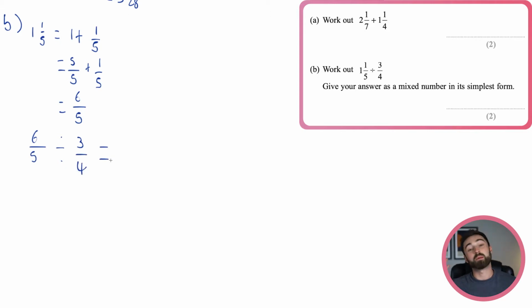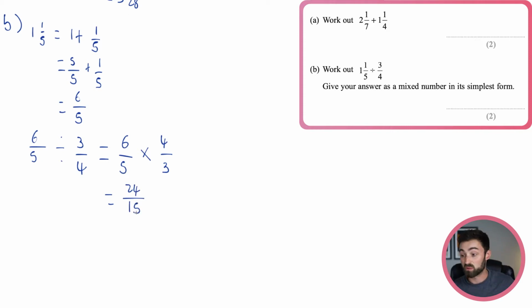Now, do we remember how to divide fractions? You should, because if I divide by a fraction, all that is the same as multiplying by that fraction flipped. In other words, this is 6 over 5 multiplied, and then instead of 3 over 4, it's 4 over 3. And now we're laughing, because top times top, bottom times bottom. So 6 times 4 is 24. 5 times 3 is 15.